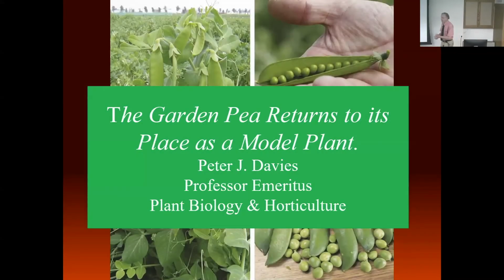So, today I would like to talk about the fact that peas can be used as a model plant, as they were many, many years ago before the miserable little weed interjected itself. But there are things you can do with peas that you can't do with Arabidopsis because of its cauline or stem nature. But I would like today to talk about the modern findings in peas.